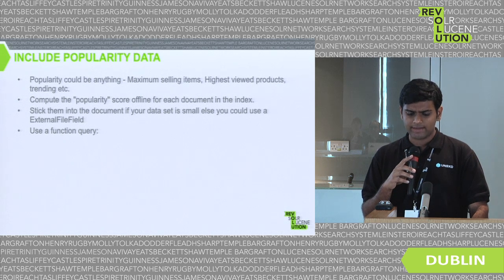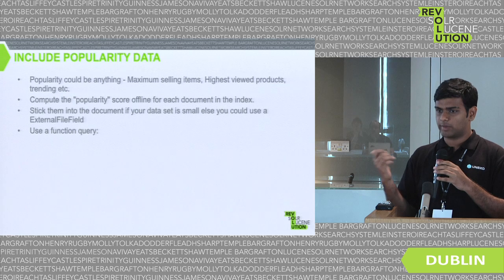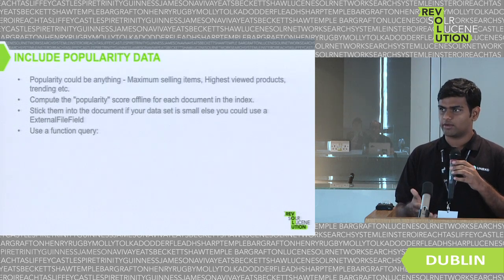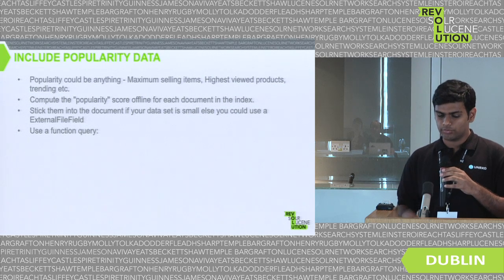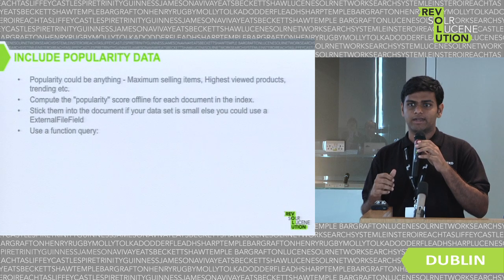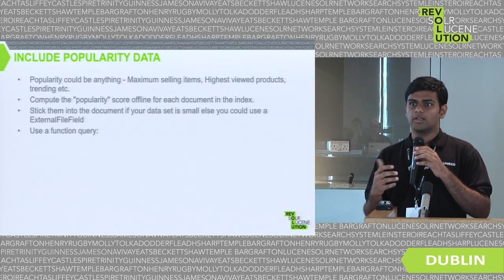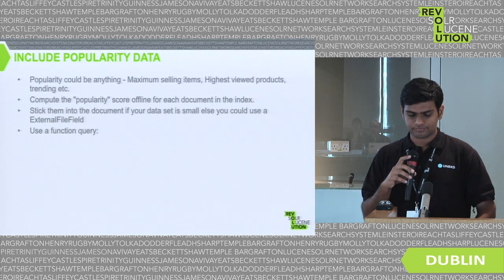Now the function query would essentially be something like you would put this as your query parameter. This assumes that you're using the extended dismax query parser. You'd use boost equal to the field which contains the popularity value into your score. So this would compute the score for you.